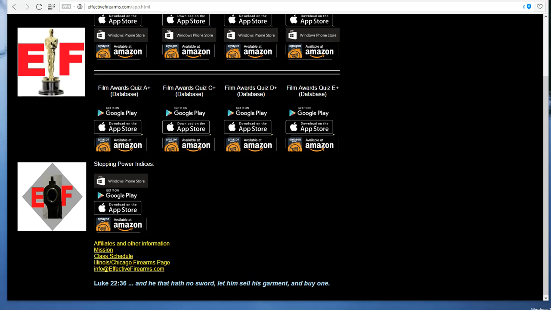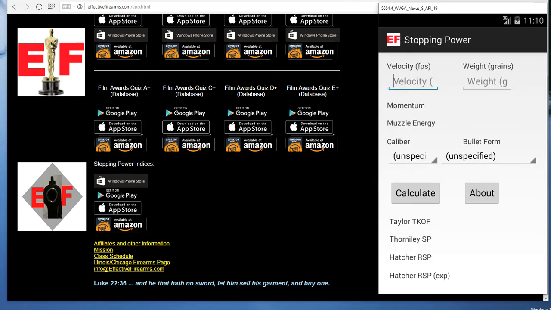This is a demonstration of the Effective Firearms Guide to Stopping Power Indices phone app, which provides up to 6 indicators of bullet performance. This example uses the Android Studio phone simulator. However, as shown on the page, the app is available on all the major platforms, Windows, iPhone, and with the Android version being available from both Google and Amazon.